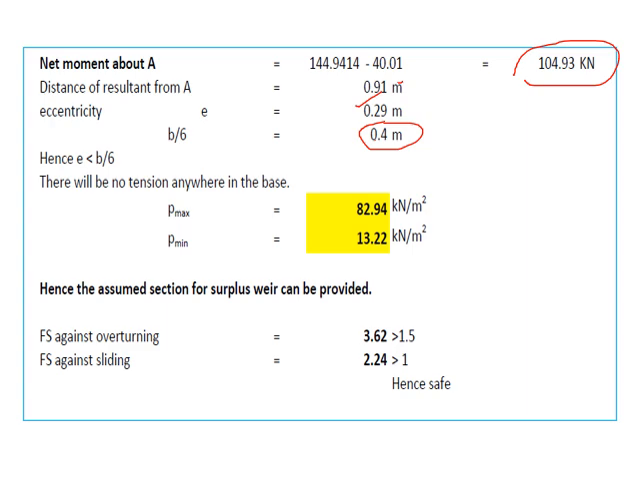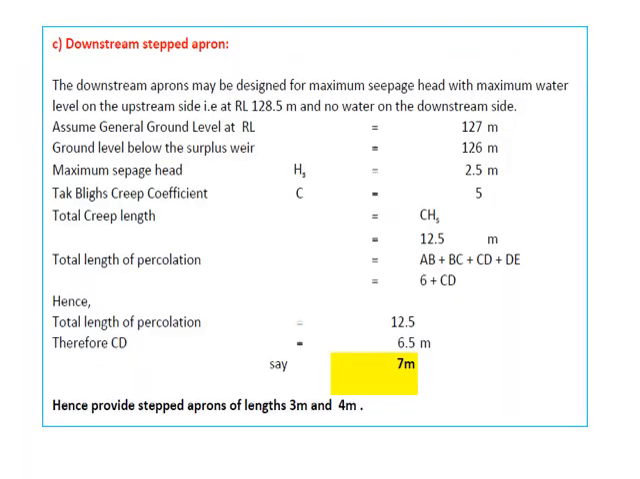Therefore we can find that P max and P min are both positive quantities, so there will be no tension anywhere in the base of the weir. So therefore the assumed section of 1.3 at the top and 2.4 at the bottom can be provided. We also calculate factor of safety against overturning, which is sigma MR by sigma MO, 3.62, which is greater than 1.5. Factor of safety against sliding is mu times sigma V by sigma H, which is again greater than 1. Hence the downstream step apron.